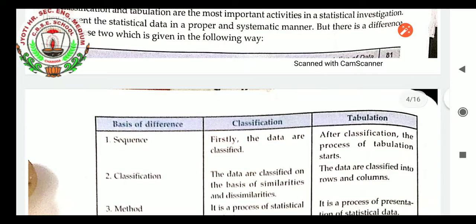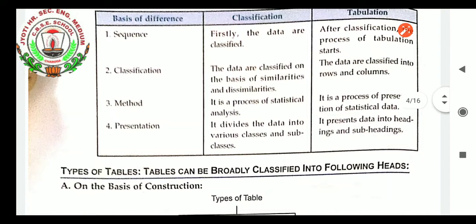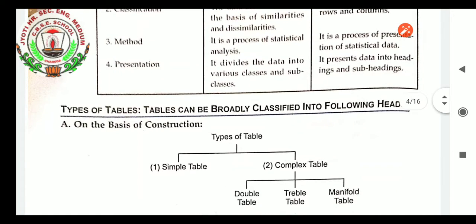Very first basis of difference between classification and tabulation: sequence. Firstly, the data is classified. Tabulation, after classification, the tabulation is done. Classification, the data are classified on the basis of similarities and dissimilarities. Tabulation, the data are arranged into rows and columns. Method, classification is a process of statistical analysis, whereas tabulation is a process of presentation of statistical data. Presentation, classification divides the data into various classes and subclasses. Tabulation presents the data into headings and subheadings. Types of tables, when we talk, tables can be broadly classified into the following heads.